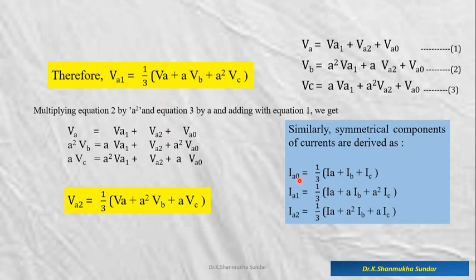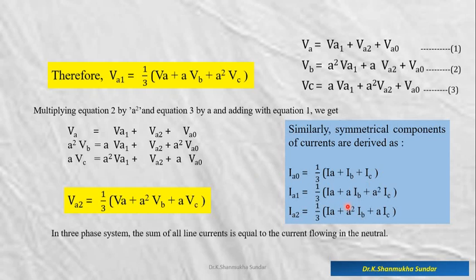On the same lines, Ia0 is equal to 1 over 3 of Ia plus Ib plus Ic. Similarly Ia1, instead of Va1, same thing, replace it with Ia plus a Ib plus a square Ic. Similarly this Va2, replace it with Ia2. So Ia plus a square Ib plus a Ic. On similar lines, with similar analysis with respect to current, you will get the equations, the symmetrical components of currents. Now this is how we got the symmetrical components of unsymmetrical phasors.